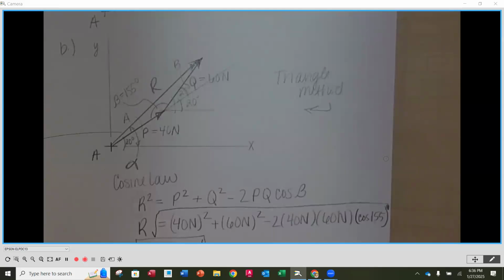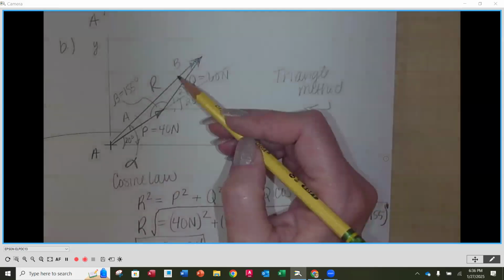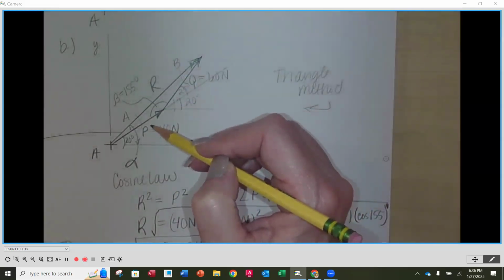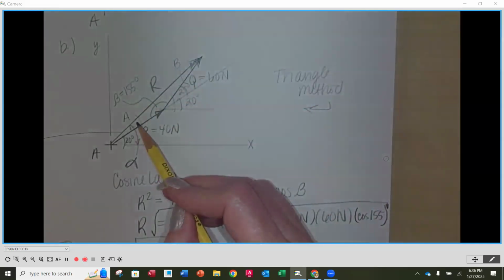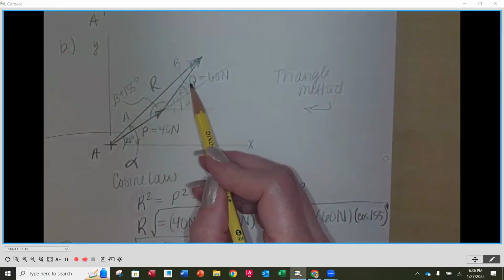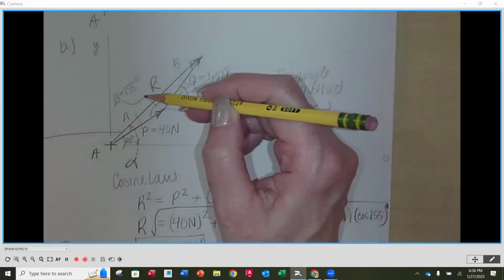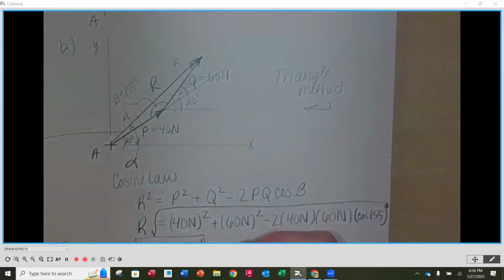Now, as we look at these, you'll notice that B is opposite to P. We know what P is, right? We know its magnitude. And we can see that A is opposite to Q. And then we can also see that the 155 is opposite to the resultant, which we just calculated, right? And we're solid on that number.